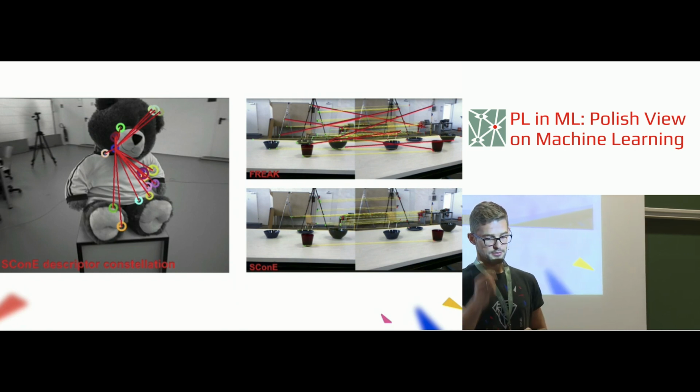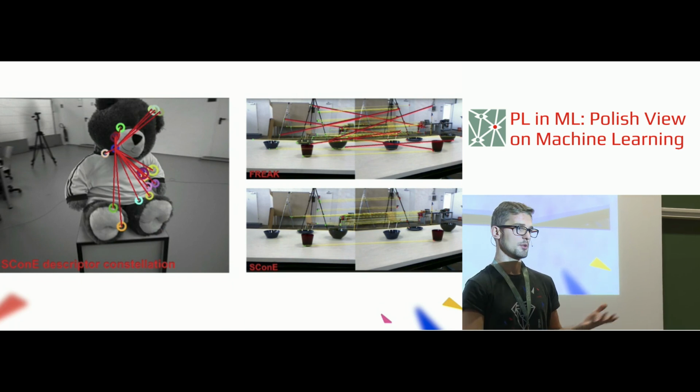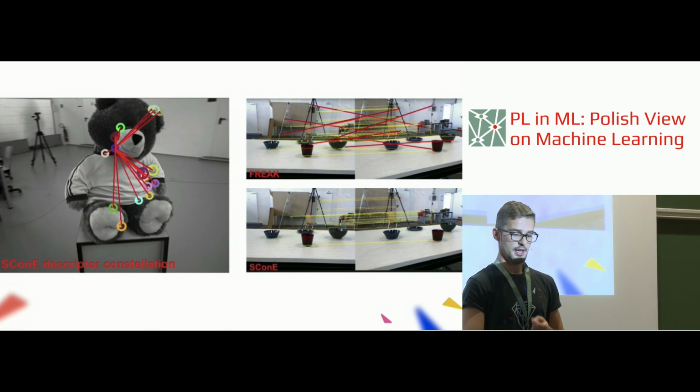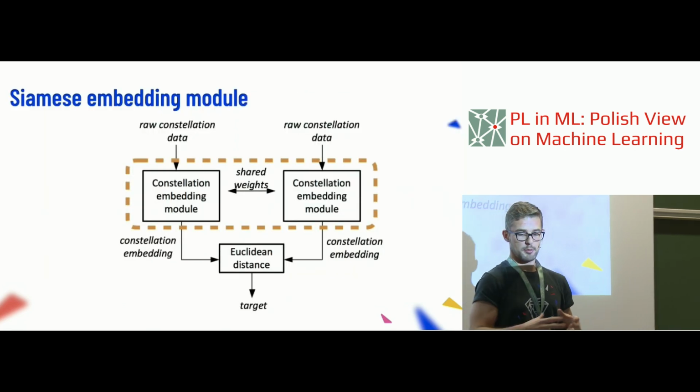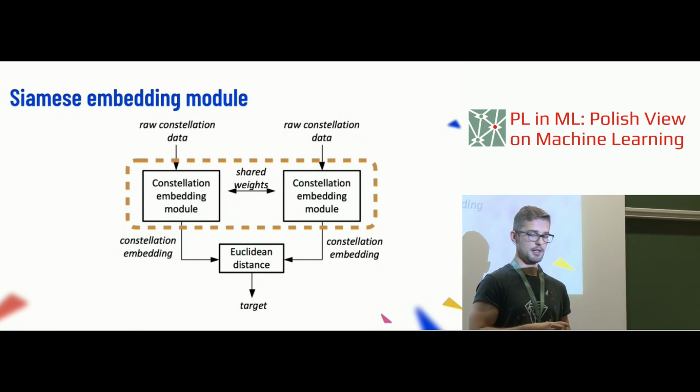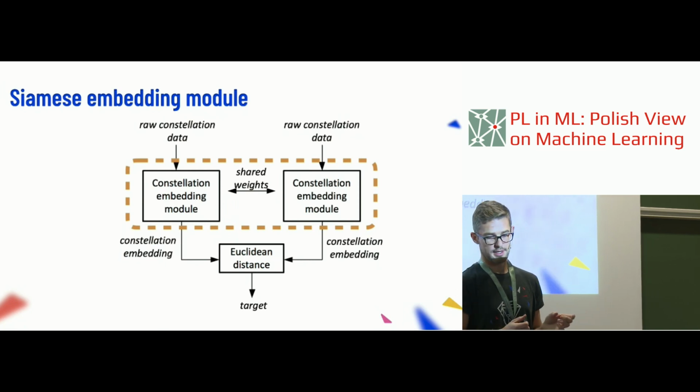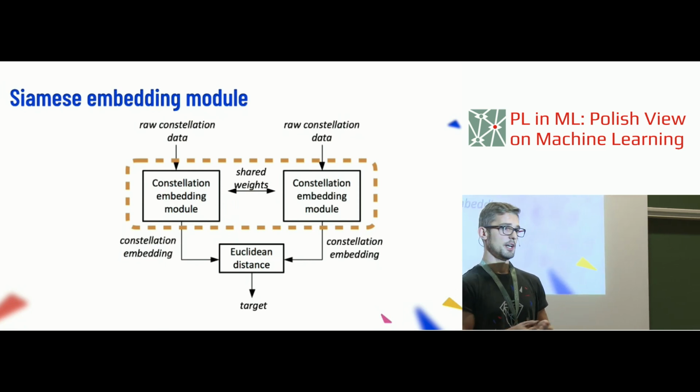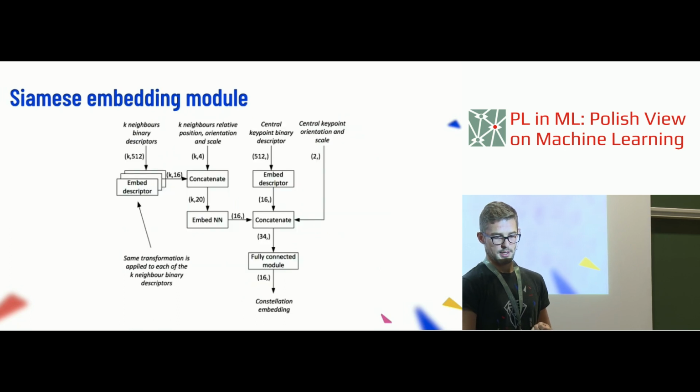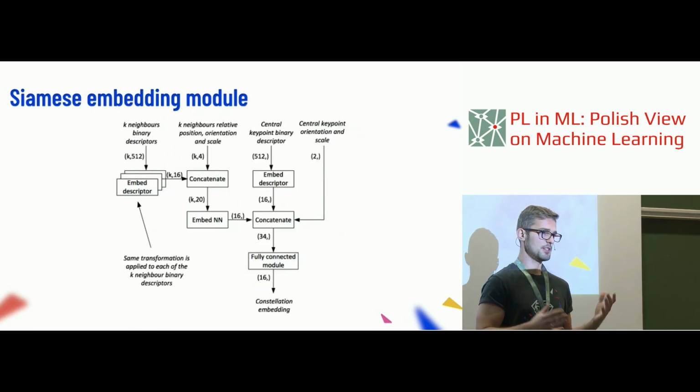We took the central key point as well as the descriptor for the central key point and the relation between those key points and their neighbors. We put them into a constellation embedding module, and we took exactly the same architecture on the right side. So we used the Siamese architecture, and then we trained a model to compute the Euclidean distance between those constellation embedding-based modules.